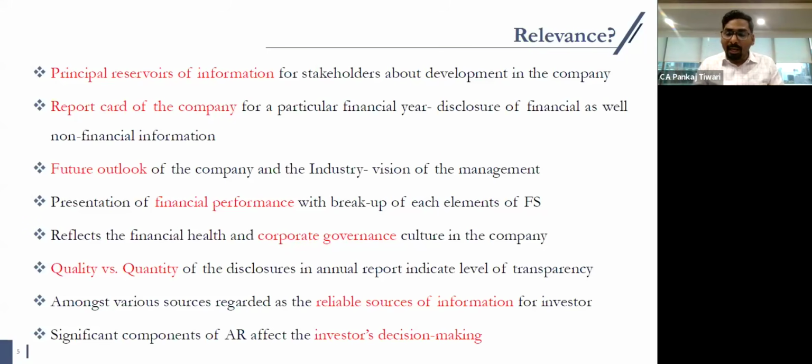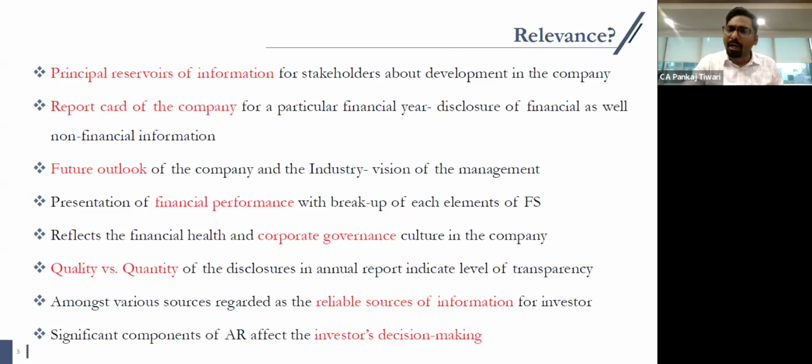Another way to look at why the annual reports are relevant: many a time, we look at the annual reports and try to see their colors, their pictures and everything. The relevance of the annual report needs to be established at the beginning itself. The second point is that this is a report card of the company. As I was telling you about the chronology, the company will give its present performance and will also present its views on the future. So this is like a report card of the company.